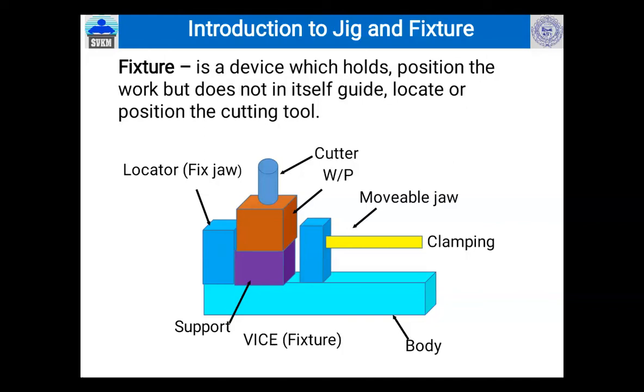Fixture is a device which holds and positions the work but does not in itself guide, locate or position the cutting tool. Examples: turning fixture, milling fixture, grinding fixture, etc. So we can conclude that a fixture is a device which positions the workpiece but does not guide the cutting tool.